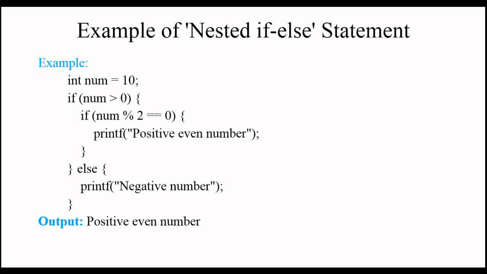Okay. But now if we see, we have taken the number 10. The first condition is true, that is num is positive. Further the second condition is also true, num modulus 2 is equal to 0. Therefore it will print that it is a positive even number, because both the conditions are true, so the nested if will be executed.